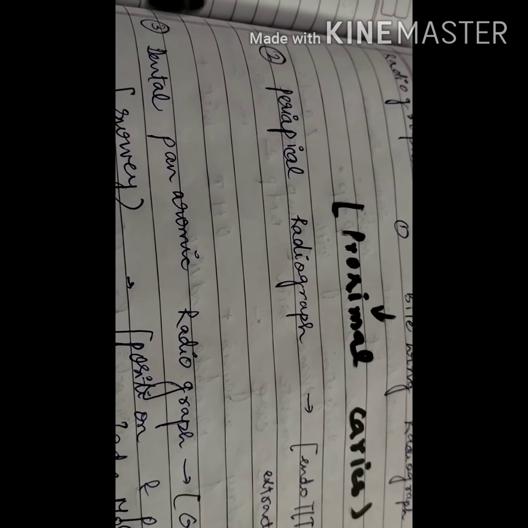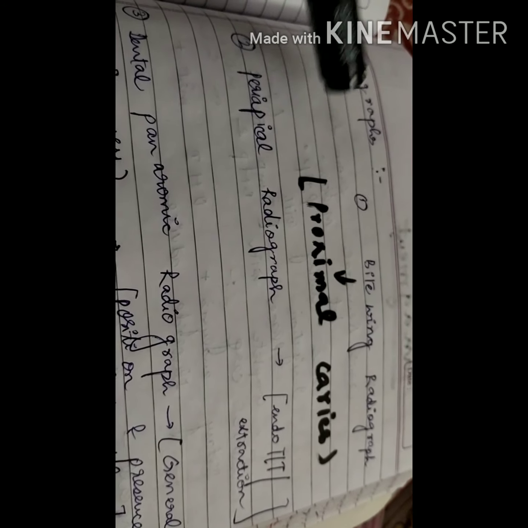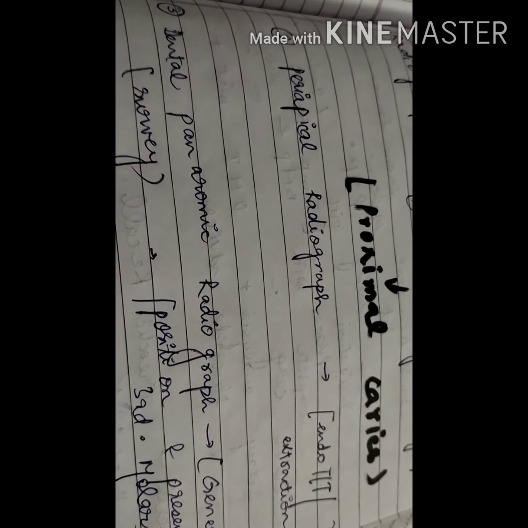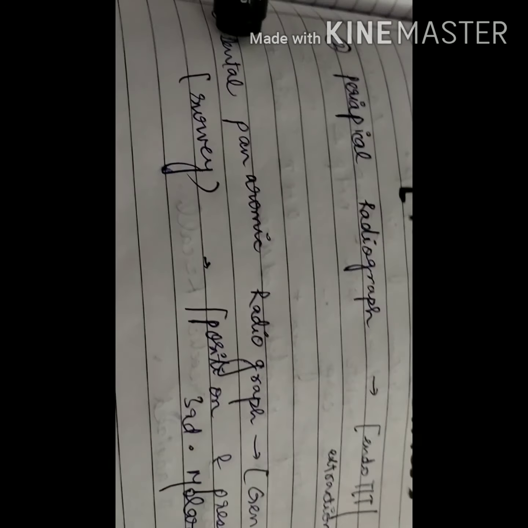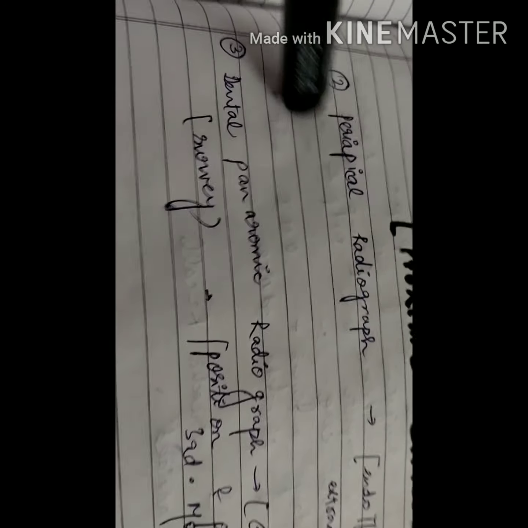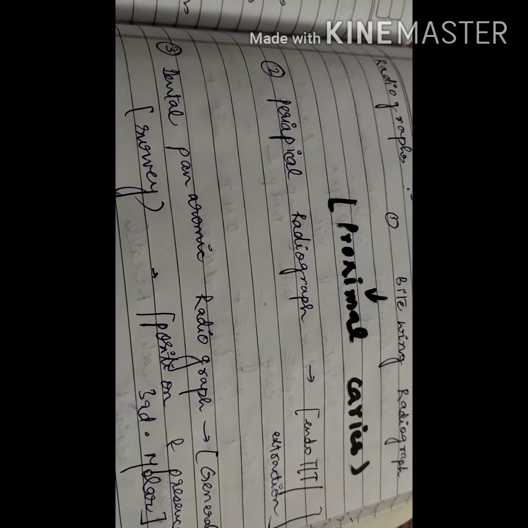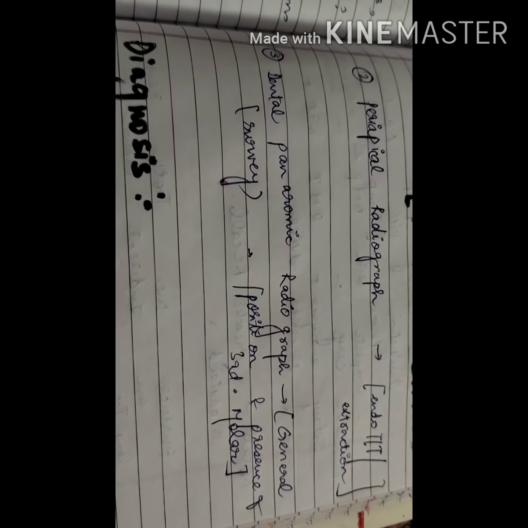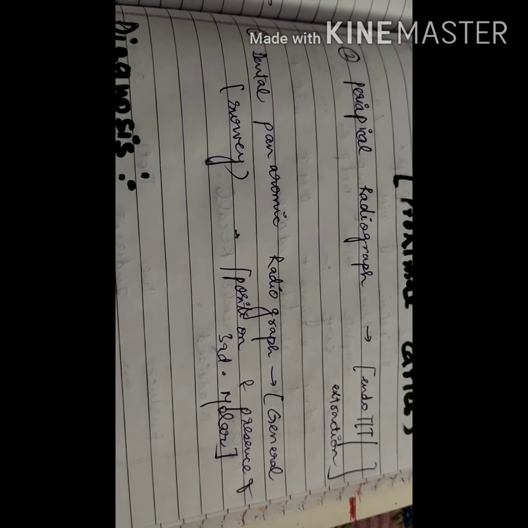First is a bite wing radiograph, next is a periapical radiograph, third is a dental panoramic radiograph. Why do we take a bite wing radiograph? To detect if any proximal caries is present or not. We take a periapical radiograph just to conclude whether our molar requires endodontic treatment or extraction. Why do we take a dental panoramic radiograph? Just as a general survey, to know whether the third molar is present or not.